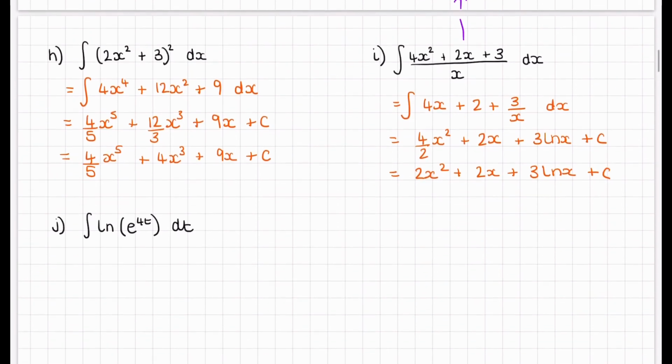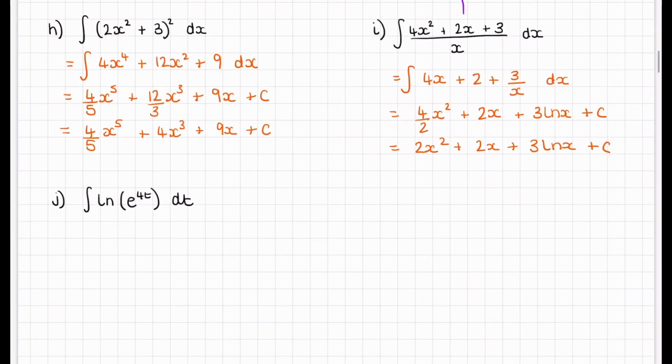And the last one, we want the integral of ln e to the 4t dt. Now the thing here to remember is the ln and then an e next to it, they cancel. So this just ends up being 4t dt. Ends up being really simple. Which means it's 4 on 2 t squared plus c. So 2 t squared plus c.